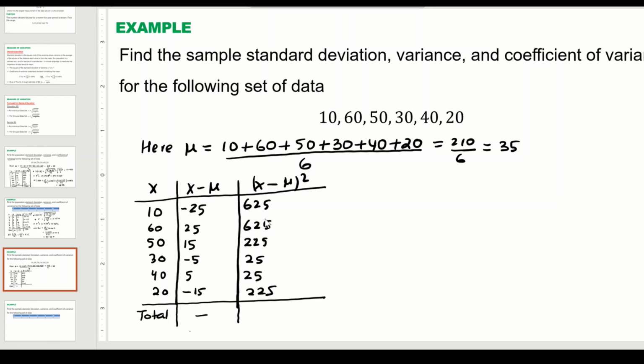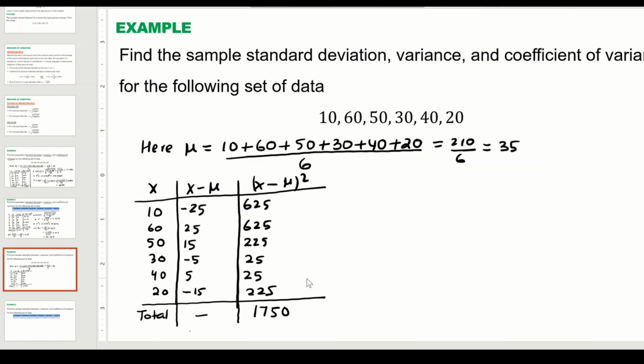Once we have everything here, we are going to add these values: 625 plus 625 plus 225 plus 25 plus 25 plus 225, which is 1750. So our table is ready.